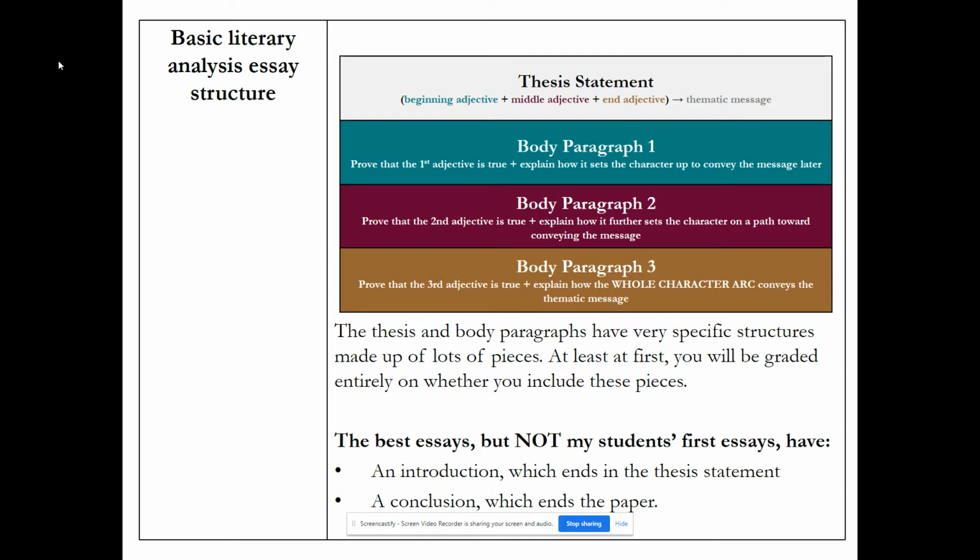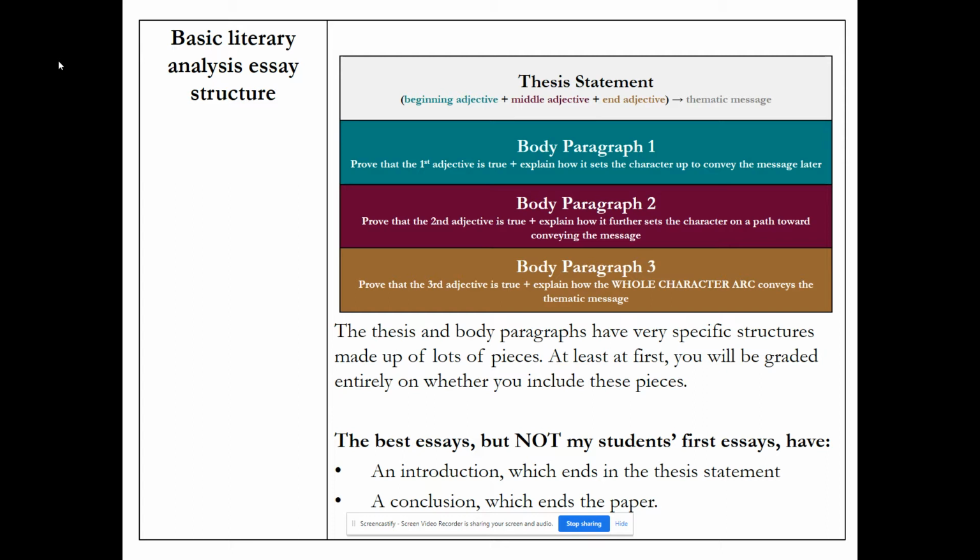So once you have that thesis statement, you have a roadmap for writing the rest of your essay. The first body paragraph is trying to prove that the first adjective is true. So if you say in your thesis statement that the character is proud at the beginning, then you need to prove that your character is in fact proud at the beginning of the story. Same thing for the second body paragraph. If you say that in the middle of the story the character is humiliated, then you need to prove that the character was humiliated. And paragraph 3, the same.